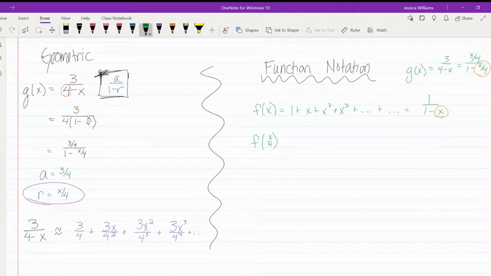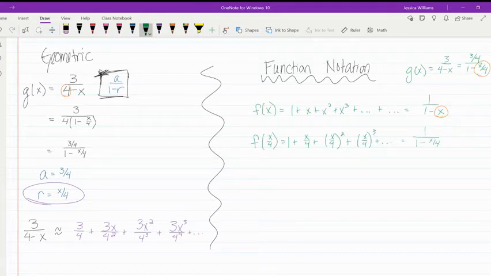And we're going to baby step this one because it's the first one. So 1 is still 1. x is now x over 4. x squared is now x over 4 squared. And x over 4 cubed. And that's enough for me. And that now equals 1 over 1 minus x over 4.